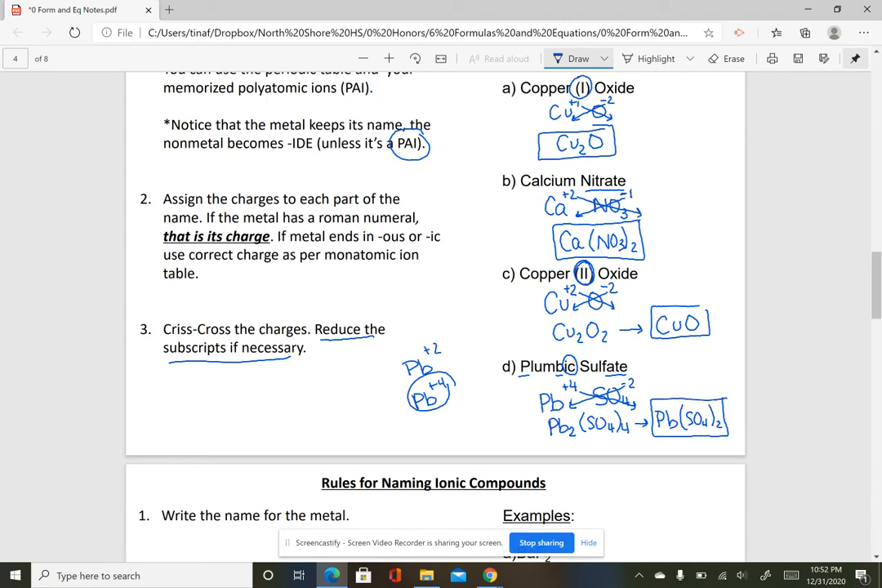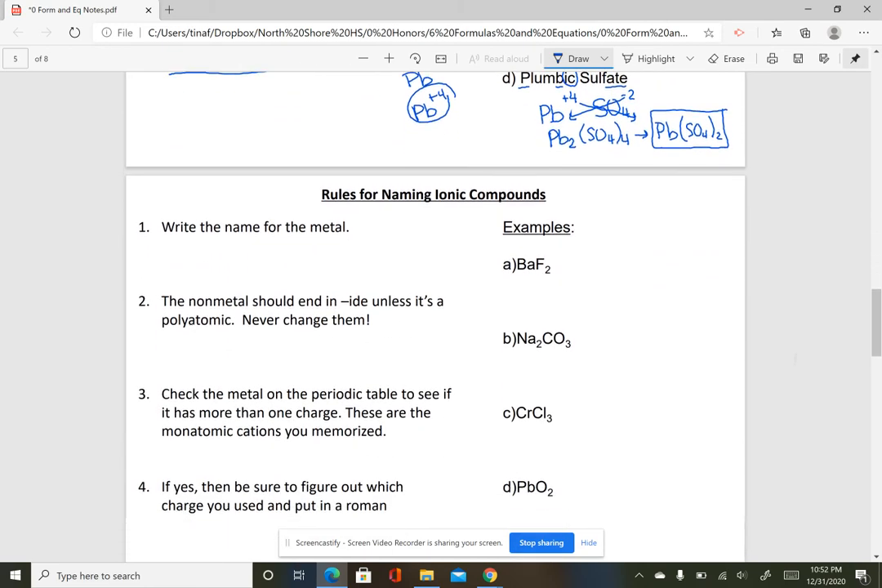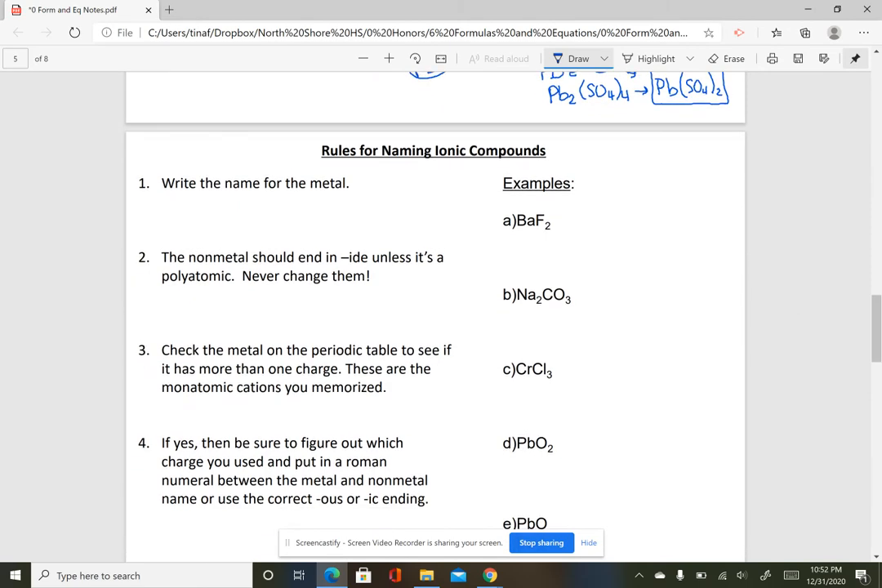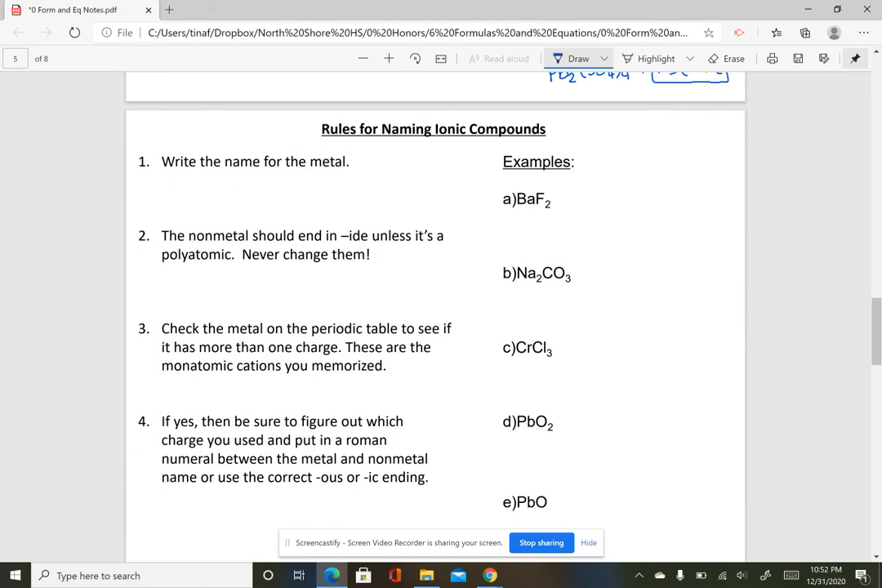All right, so I'm going to give you guys a few to try, and then we're going to look at some naming. Okay, naming ionic compounds. So the metal always comes first, and you just write the name of the metal. So Ba is barium.